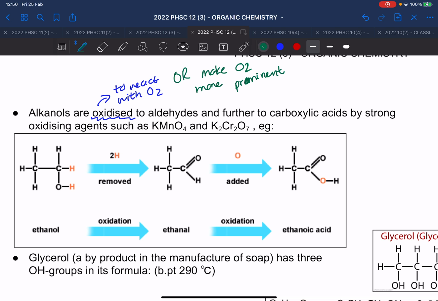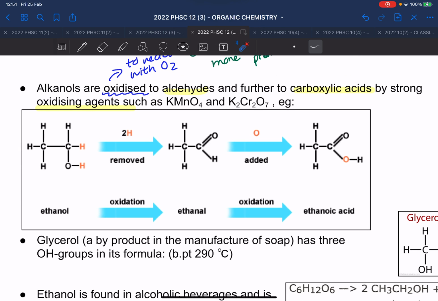Right, so it says there, alkanols can be oxidized, can undergo reaction to form aldehydes and then carboxylic acids by a strong oxidizing agent. Give me the name of this or this. And for a bonus sweetie, if you can give me the color.